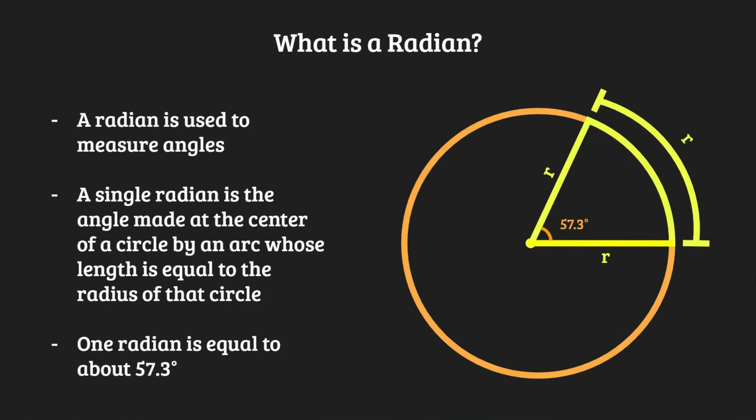So what exactly is a radian? A radian is a unit used to measure angles. It's defined as the angle made at the center of a circle by an arc whose length is equal to the radius of the circle. To put it simply, if you take the radius of a circle and lay it along the circumference to create a sector, the angle that is created at the center is 1 radian, which is approximately equal to 57.3 degrees.